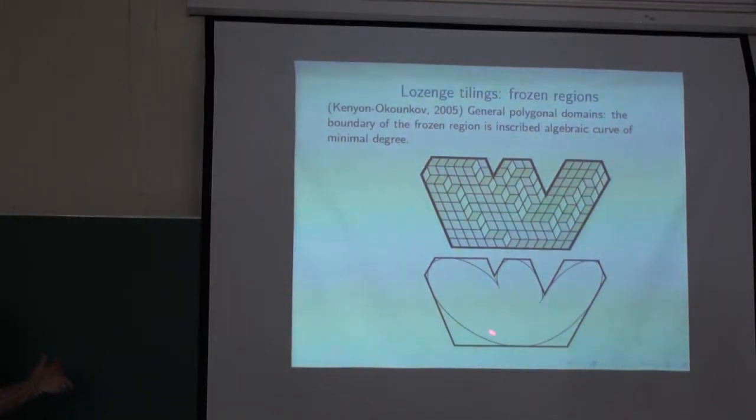So outside some curve, you will see only one type of lozenges. Actually, you can see that it starts forming already on this sample. It's near this corner, something strange. And interestingly enough, there is a connection with some algebraic geometry: the boundary of this frozen region is exactly the inscribed algebraic curve of minimal degree.